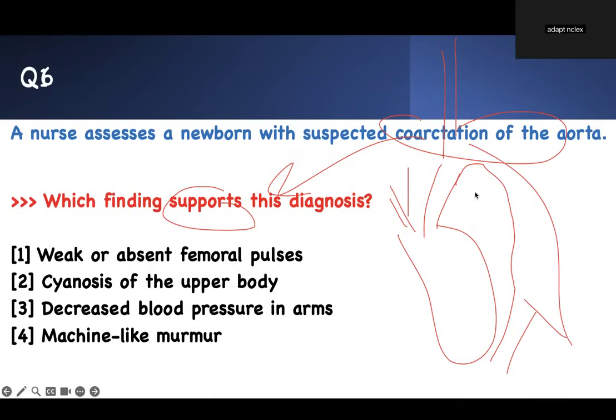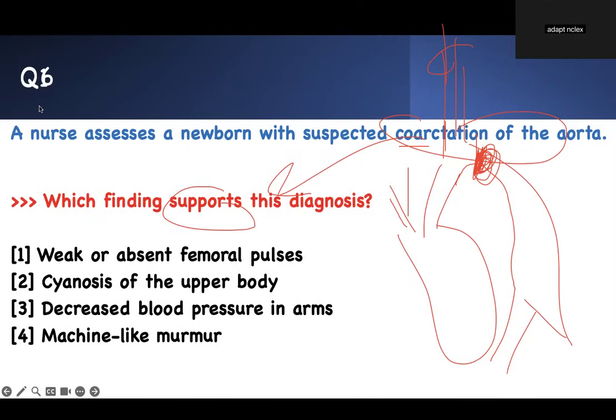Before it goes to the leg, there's obstruction here. So this is being pinched. But the one going to your upper extremities, your head, is okay. There's no pinching. There's no blockage. This is where the blockage is located. Coarctation is constriction. So there's a constriction here.